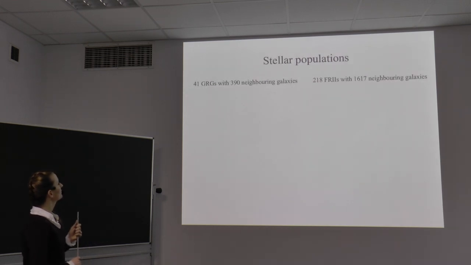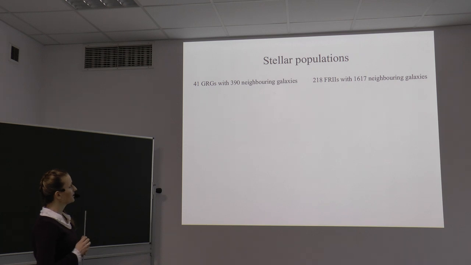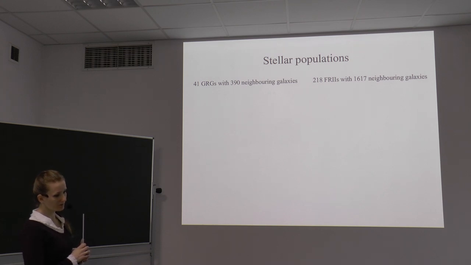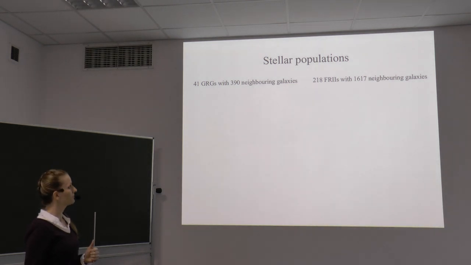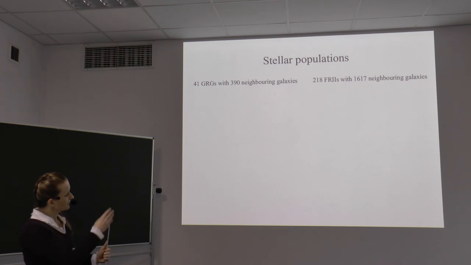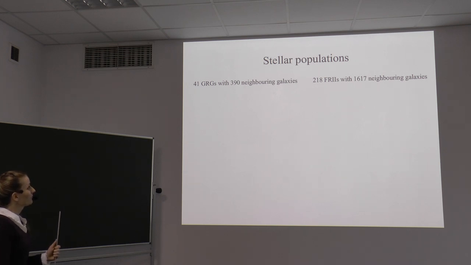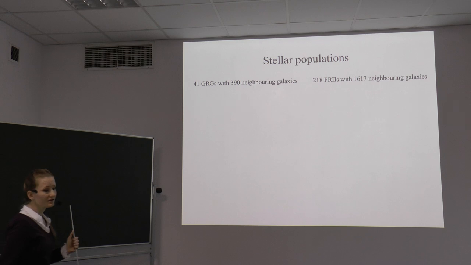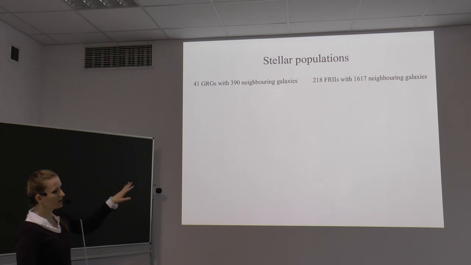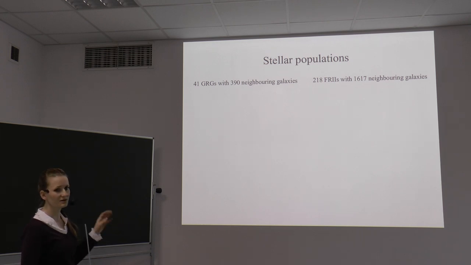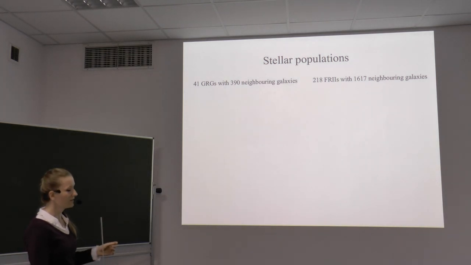So, as I said before, I selected 41 giants, and I found 390 neighboring galaxies around them. As a comparison sample, I used a large sample of smaller-sized radio sources, here named FR2 radio sources because they were selected from the catalog of FR2 type radio sources, and their large number of neighboring galaxies. For each of these galaxies, I had information about its stellar composition, stellar mass, and black hole mass.